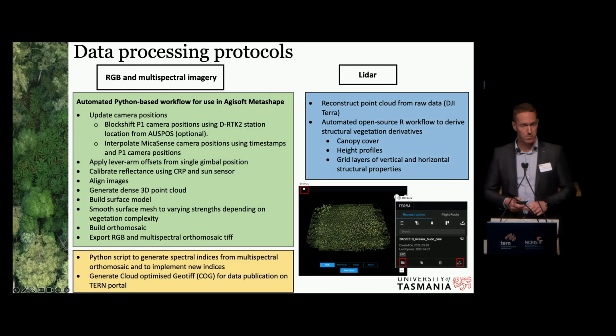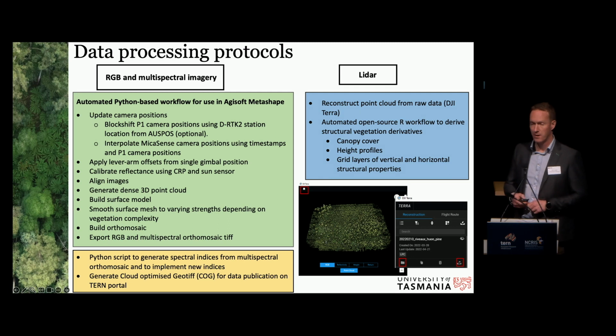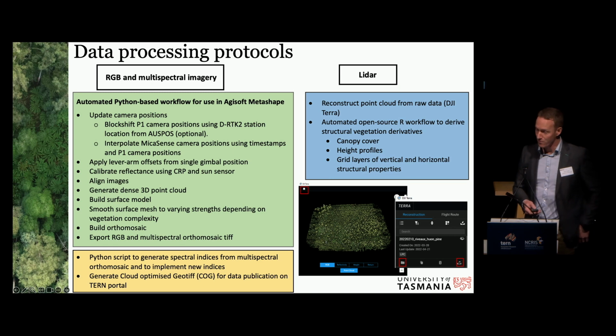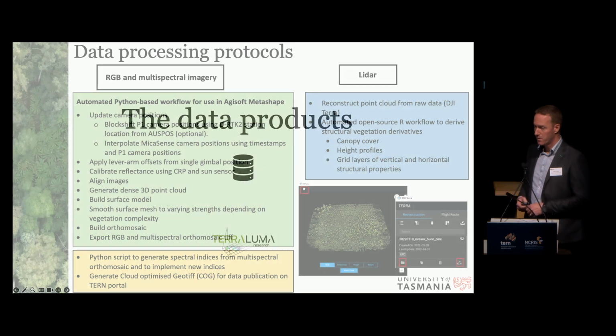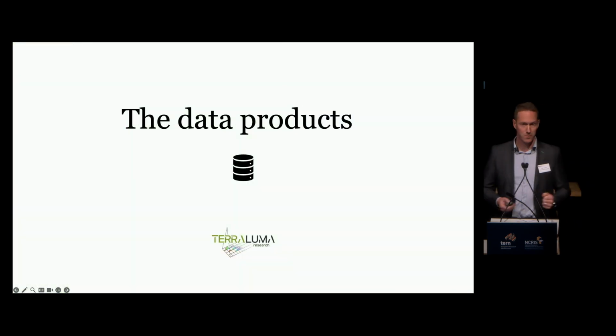Back in the office, we process the data. So we go from the raw images or the raw point clouds to analysis-ready products. Again, there are protocols there to use a standardized workflow to ensure that we always do the same thing, both in the image space as well as the LiDAR space. So I suppose the most important thing, the data products, what do they look like?